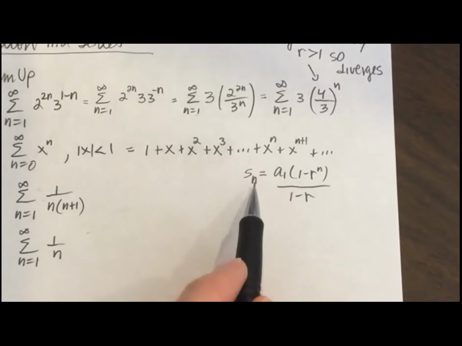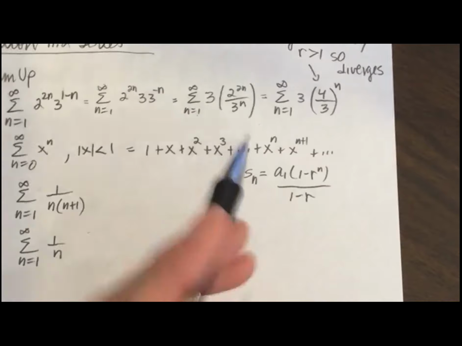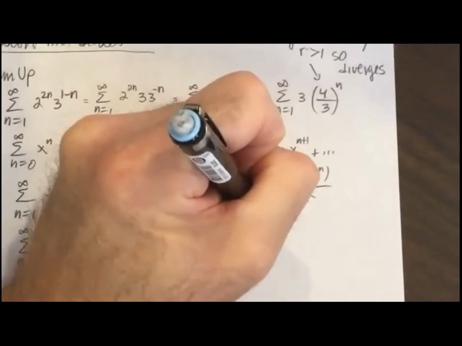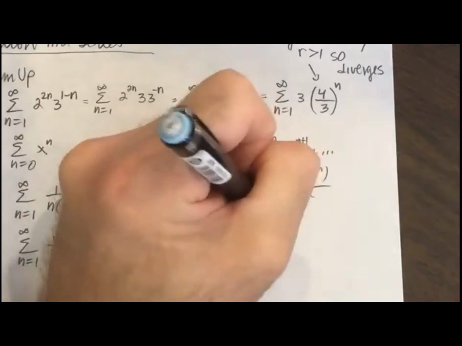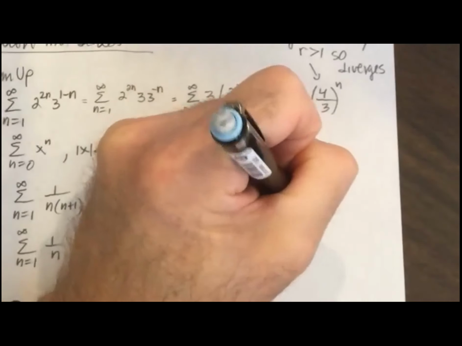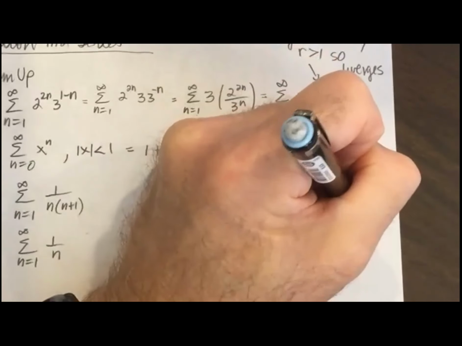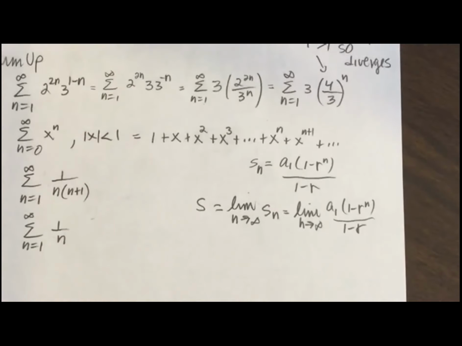Because here, this is the nth partial sum. So this is the sum of the first 5, the first 10, or the first n values. The question is, what's the limit as n goes to infinity of s of n? And of course, that is the actual sum. So that would be the limit as n goes to infinity of a1 times (1 minus r to the n) over (1 minus r). So the question is, where does this go? And the answer is, well, it kind of depends on r, doesn't it?